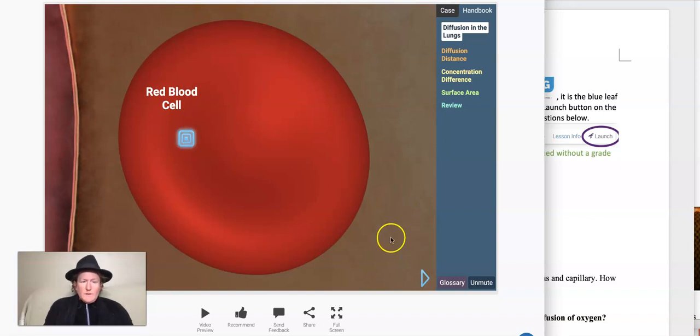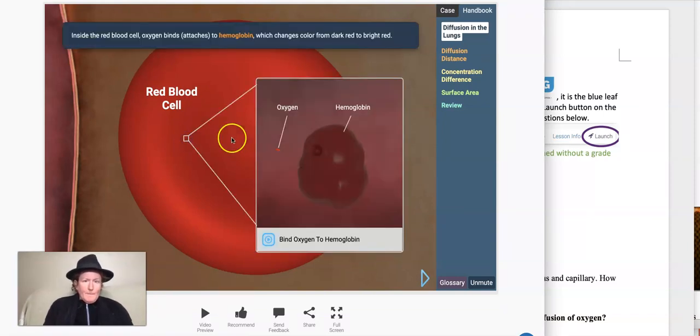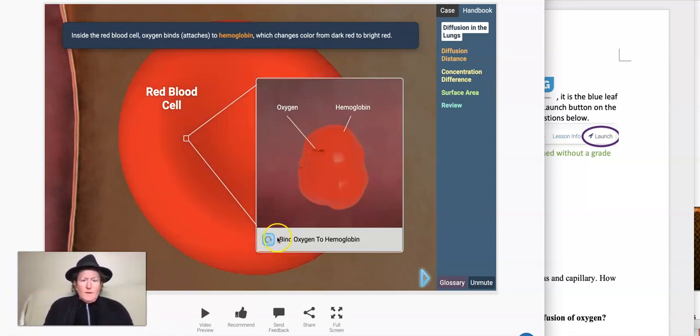So here's the red blood cell. And we're going to put some oxygen on our hemoglobin. There we go. There's the answer to question 3. We just put oxygen on hemoglobin.